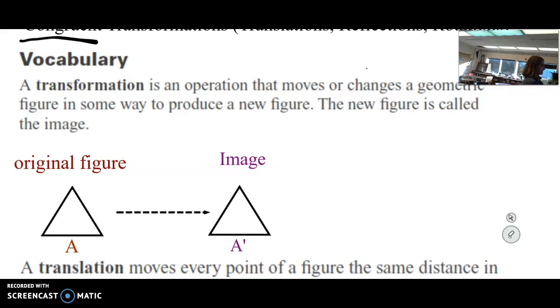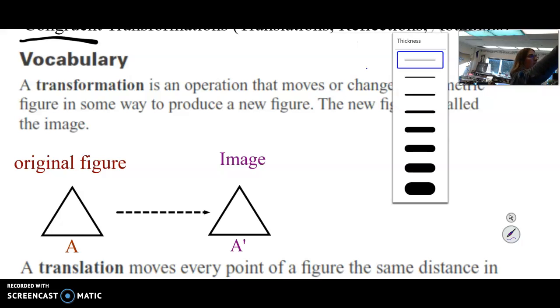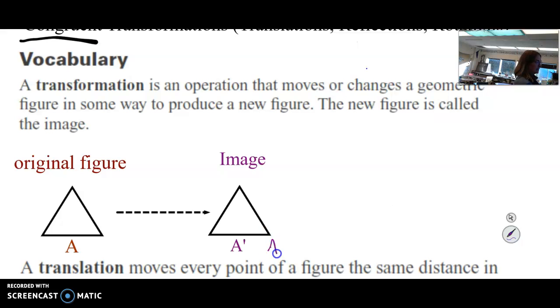If this figure is called A, then we're going to call this one A with a little apostrophe, which we pronounce as A prime. So the image here would be called A prime. The original figure is sometimes called the pre-image figure.